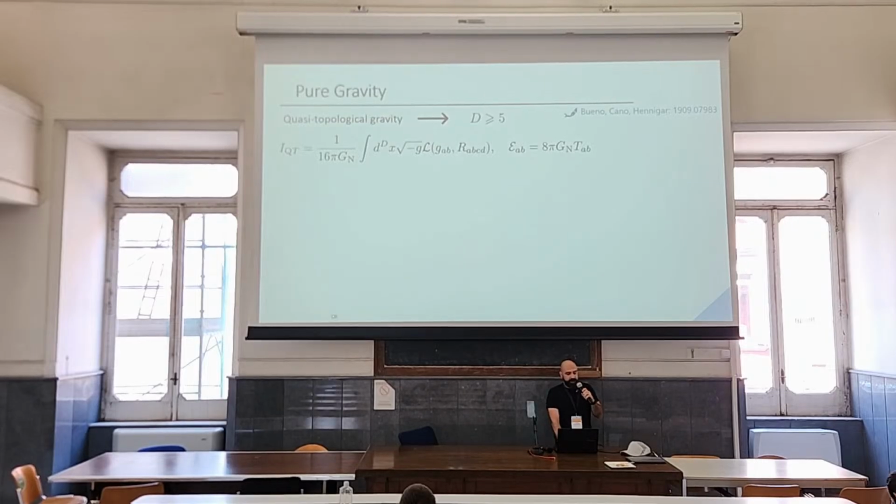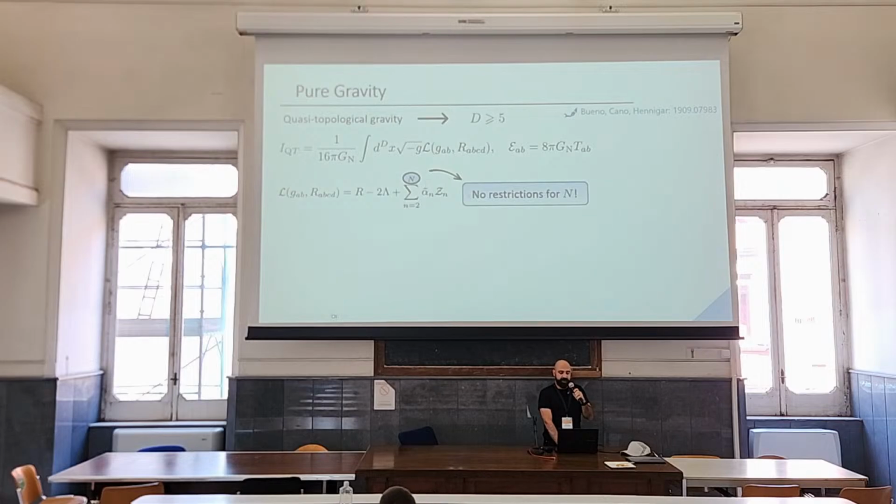The action has this form, where we have this Lagrangian density, and varying the action with respect to the metric tensor, we get modified equations with a modified geometric part. The Lagrangian looks like this, where we have the typical Einstein-Hilbert action and some corrections that are encoded in these curvature densities Z_n. The difference with Lovelock theory is that now we can have an infinite sum, as n is not restricted by the dimensionality of spacetime. This is the main difference that I will use to source regular solutions.